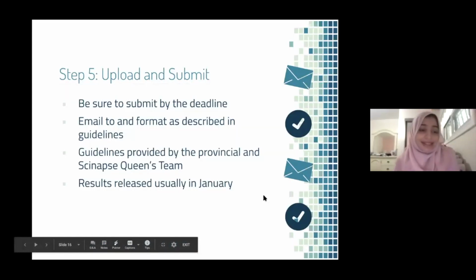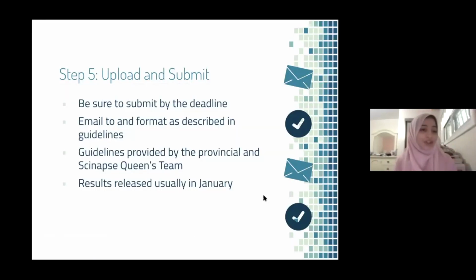Continuing, so the last step, once you've decided your topic, you've presented an experiment and you've written it very well and your report is all ready to go, you'll be uploading it, submitting it. So be sure to submit by the deadline. This was also provided by the provincial team, and they're going to give you guidelines on how they want the submission to be sent to them, usually by email. And there's usually a group code and stuff that you need to add into that email. So be sure that you have everything noted down on how you're going to submit.